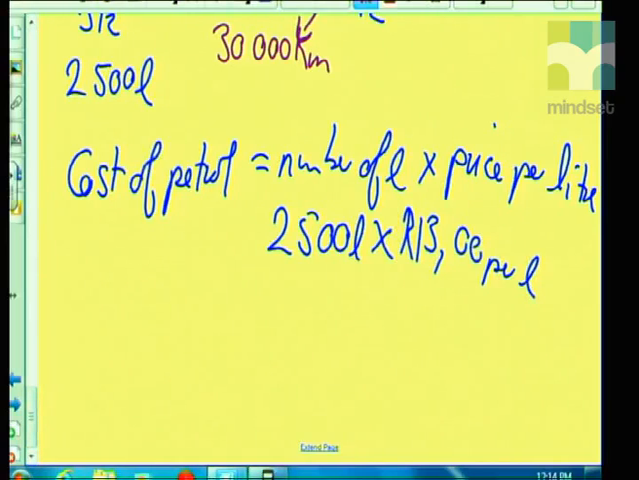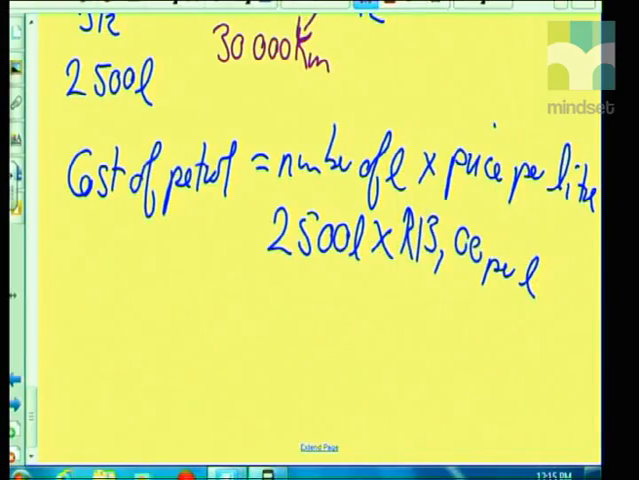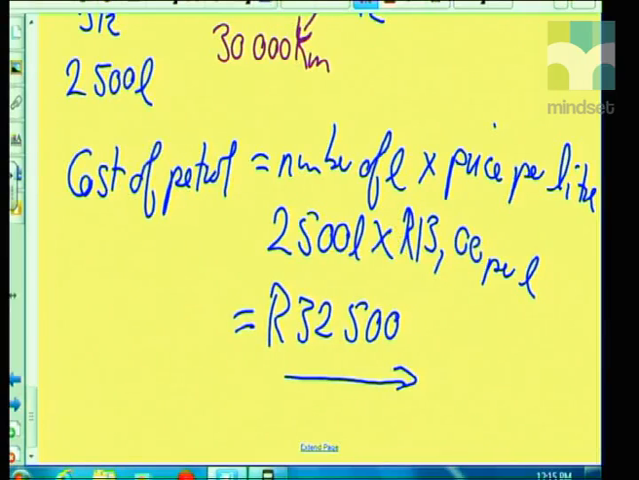We do that, 2,500 multiplied by the cost of fuel, 13 rand per litre, and you'll see it comes to quite a big number. It's 32,500. So the cost of petrol that Robin's going to have to pay is 32,500 rand. That's quite a large proportion for driving this Polo 30,000 kilometers.